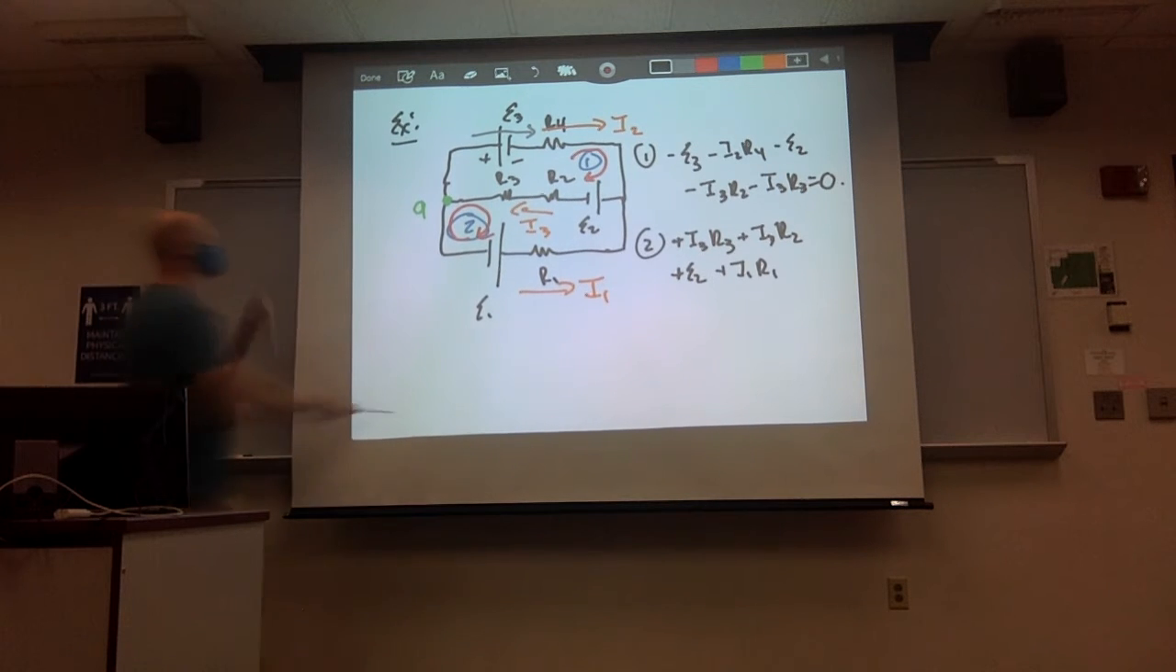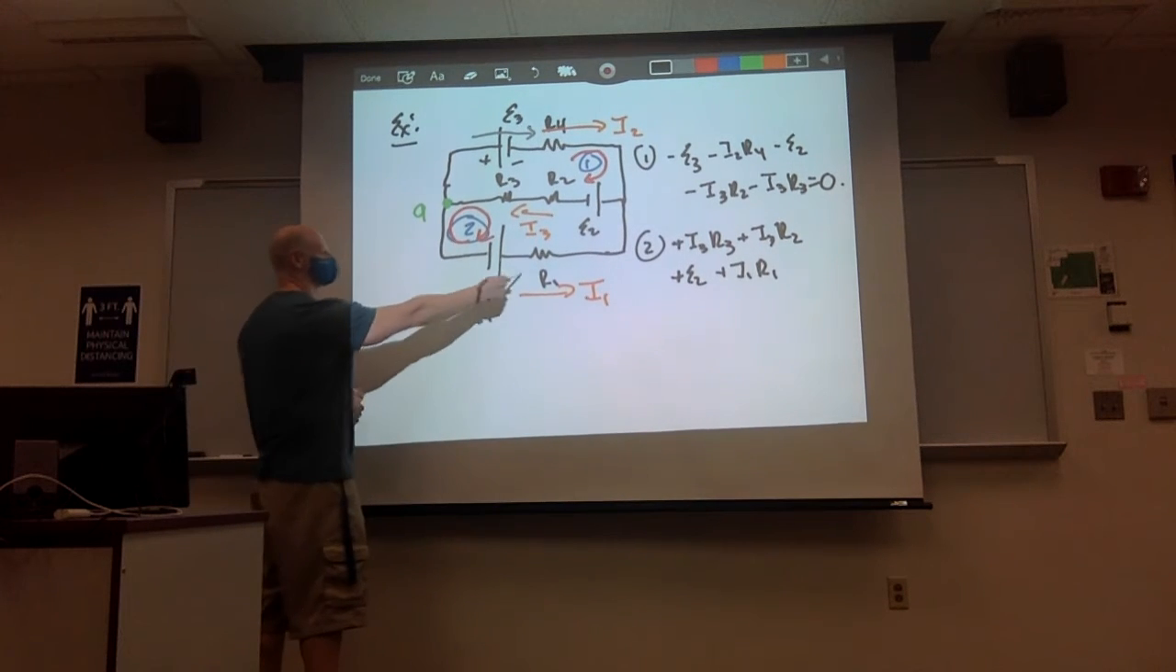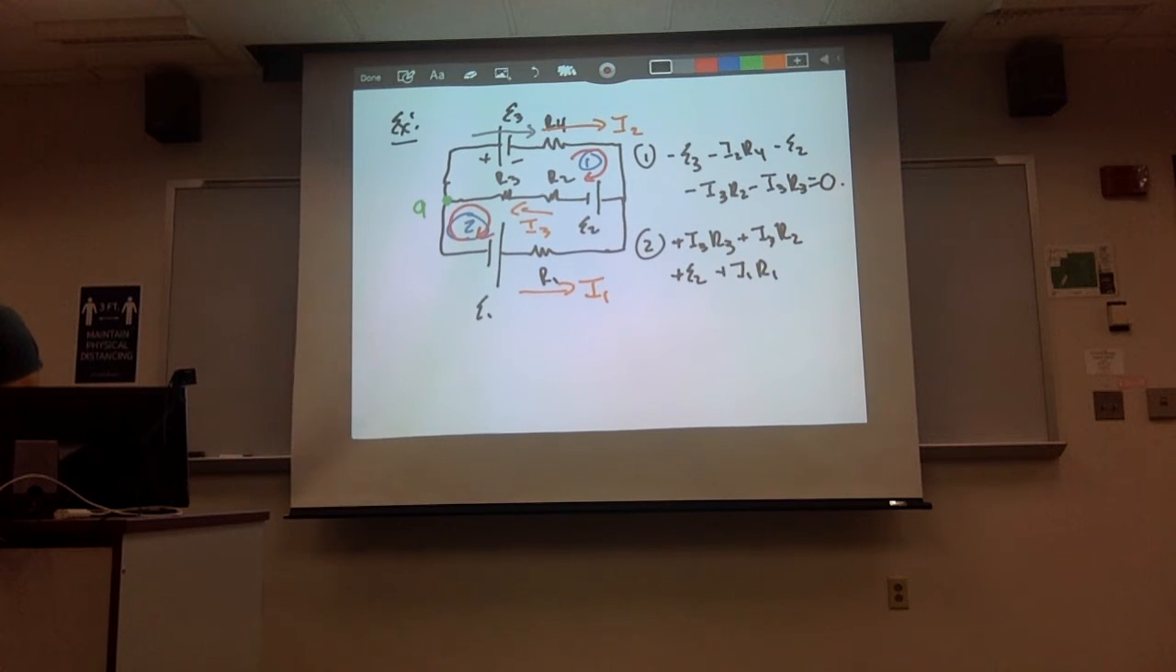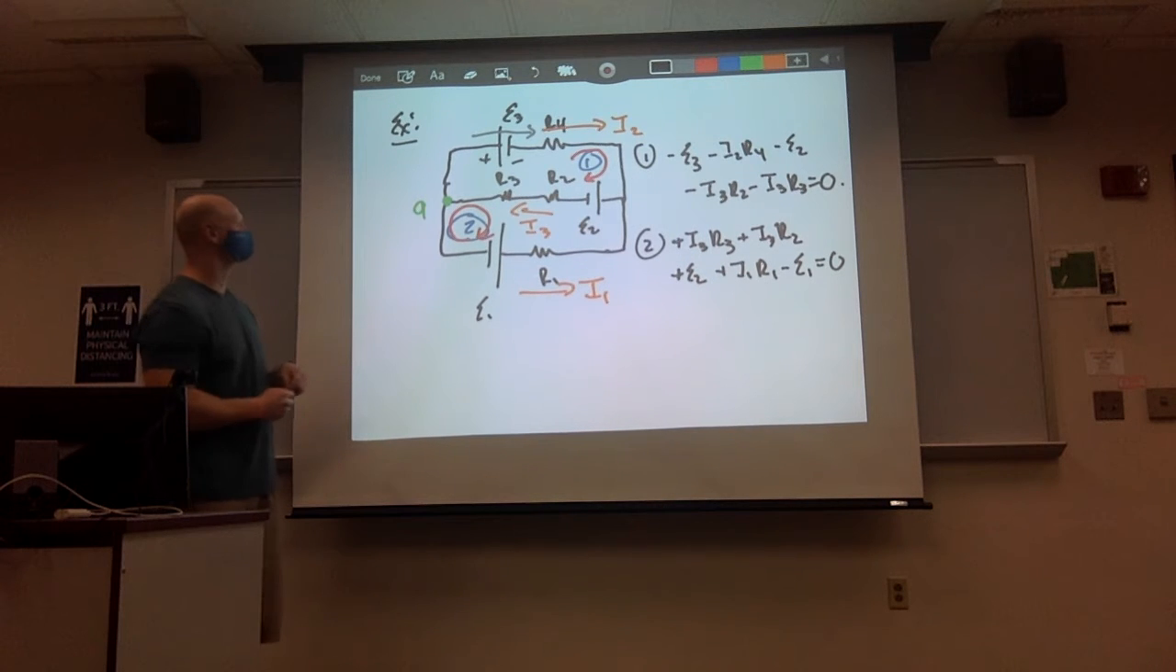Now I'm going to go across the battery from positive to negative. Is that positive or negative? Negative E1. And now I'm back at the junction. So all that's equal to 0.